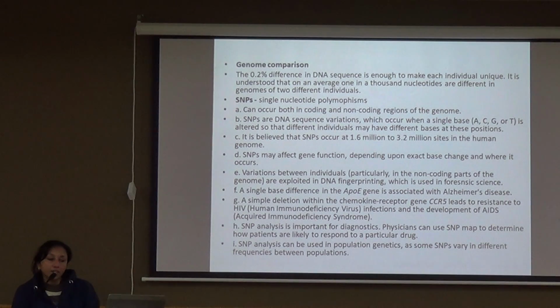The variations between individuals, particularly in the non-coding parts of the genome, are exploited in DNA fingerprinting, which is used in forensic sciences. What is DNA fingerprinting? In DNA fingerprinting, we use restriction enzymes to cleave or cut the DNA from different individuals. Suppose I have a crime scene.